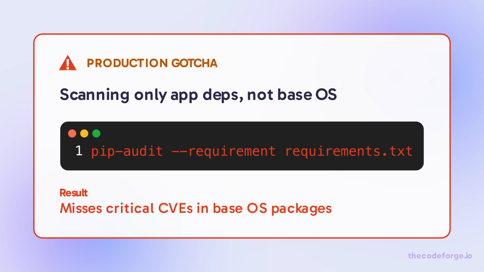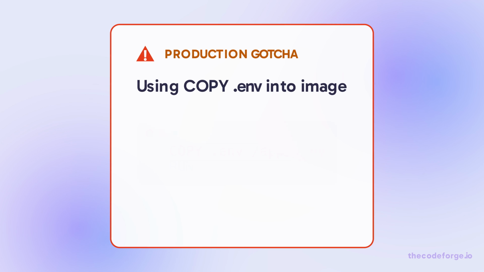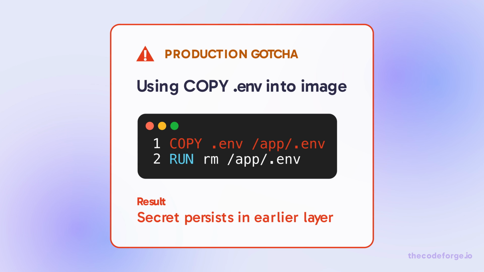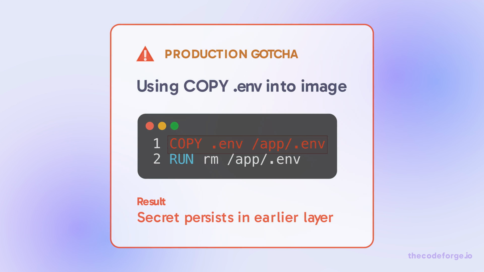Scanning only application dependencies misses critical CVEs in the base OS. Use Trivy, which scans both OS packages and language dependencies in a single pass. Even if you delete a secret file in a later layer, it still exists in the earlier layer because layers are additive. Use BuildKit secrets instead.